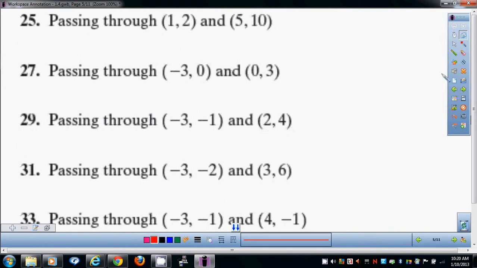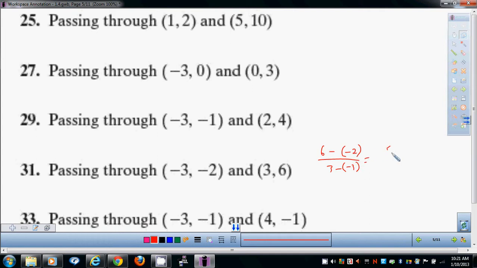Same thing, except this time, instead of giving you the slope and a point, they just gave you 2 points, and you have to combine both things that we've done. So let's pick one at random. How about number 31? First thing you have to do is what? Find the slope. We're doing 31. So y2 minus y1 over x2 minus x1.